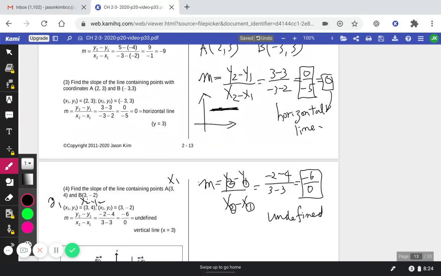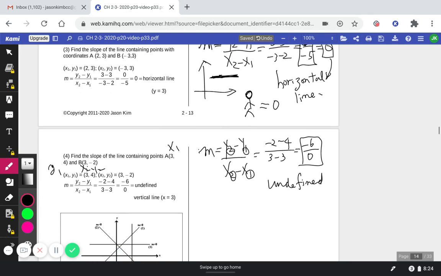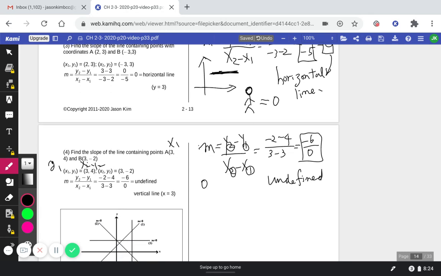Okay. Now, in case you forgot, I asked you to memorize this picture: when the person's head is up, which means 0 in the numerator, the slope is 0. When the person is upside down, you die, so it becomes undefined.